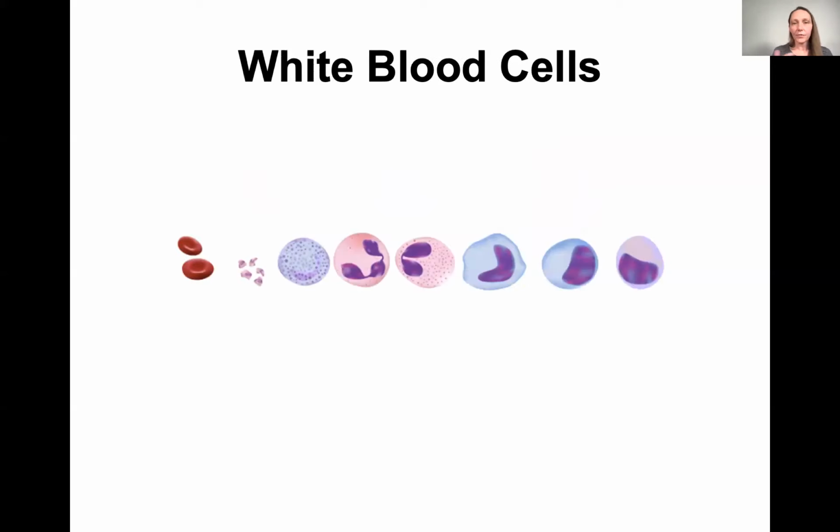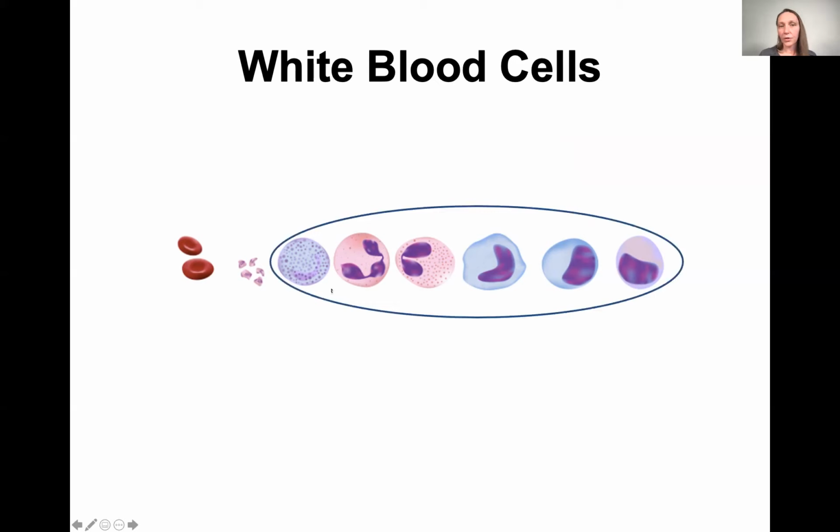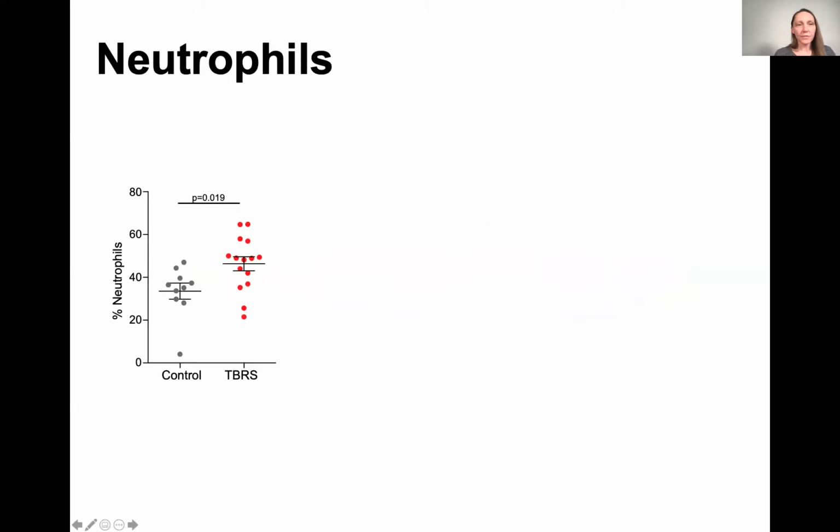So the next set of cells that we noted a few differences between our TBRS individuals and our non-TBRS individuals were in the white blood cells. And again, there are several different types of white blood cells, each performing a specific different type of function in our immune system. Most of them were not different, TBRS versus non-TBRS, but there were a few that were different. The first difference that we noted is in our TBRS individuals, we noticed an increase in the number of a type of white blood cell called neutrophils. You can see here our TBRS individuals compared to those without TBRS.